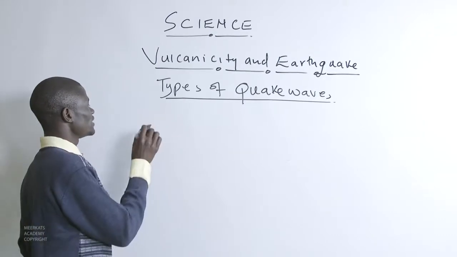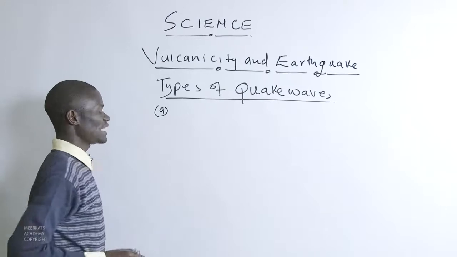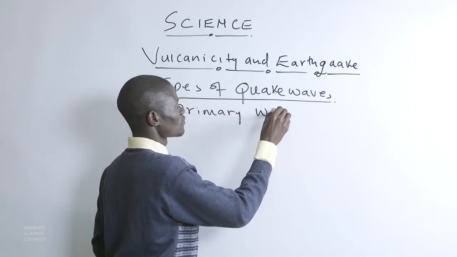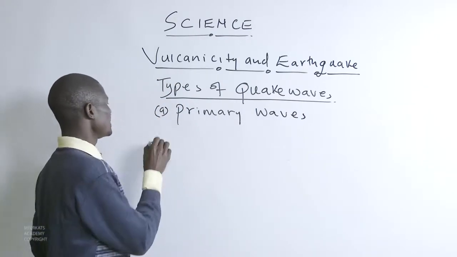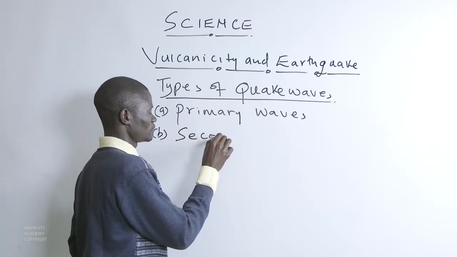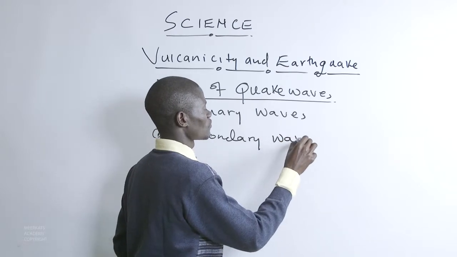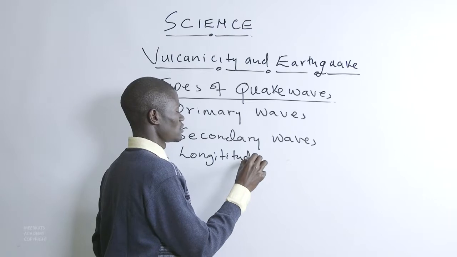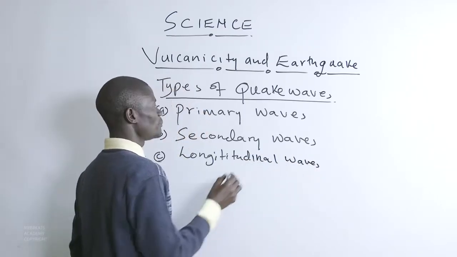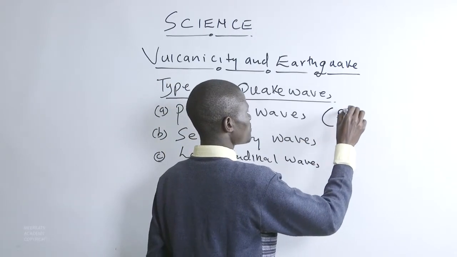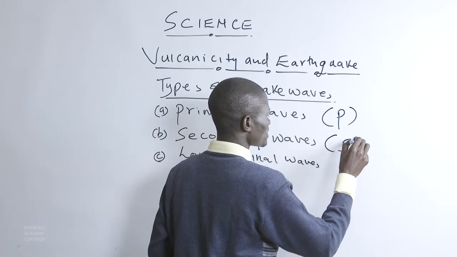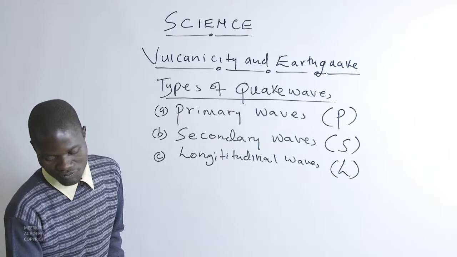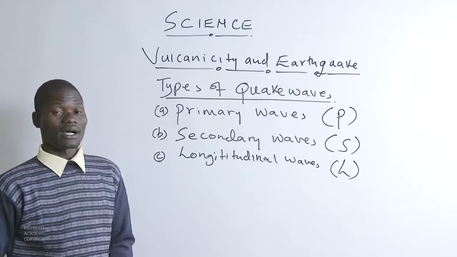If you study them very carefully, you will have one type as the primary waves. We have the primary waves, then the second one is the secondary waves, and lastly, we have the longitudinal waves. The primary waves can be written in short form as capital P. Then the secondary waves can be written as capital S. The longitudinal waves can be written as capital L. These are the three types of quake waves that we encounter in our daily lives.